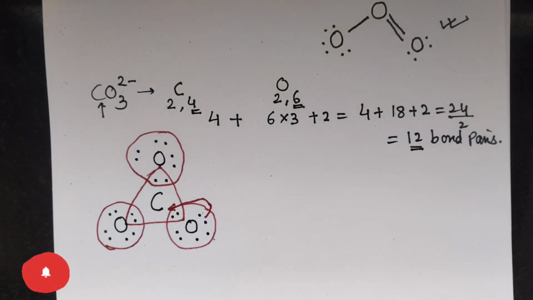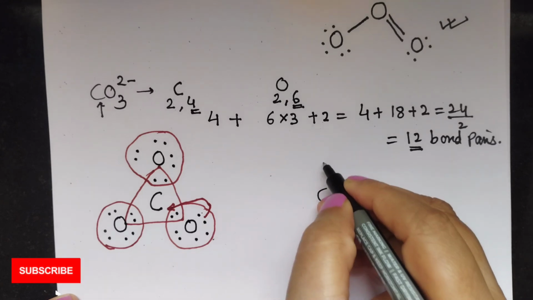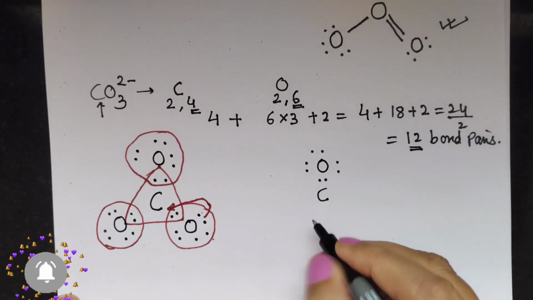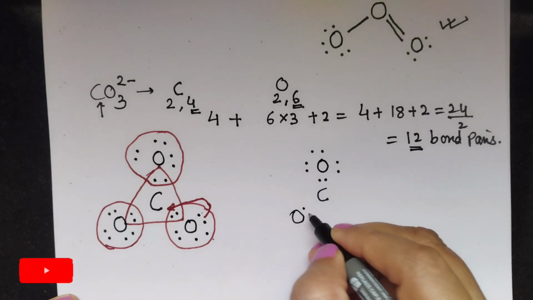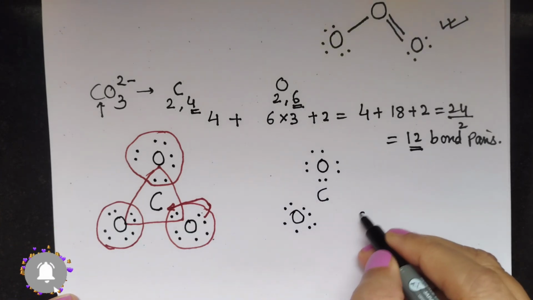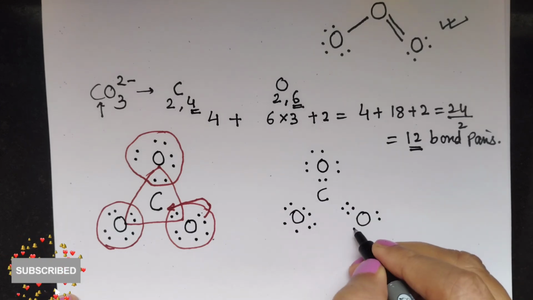So what will be the structure now? The structure will be carbon, oxygen. This will remain as it is. There is no change. This oxygen will also remain as it is. There is no change. But for this oxygen, I am shifting in this way. So only 2 will be on this oxygen.